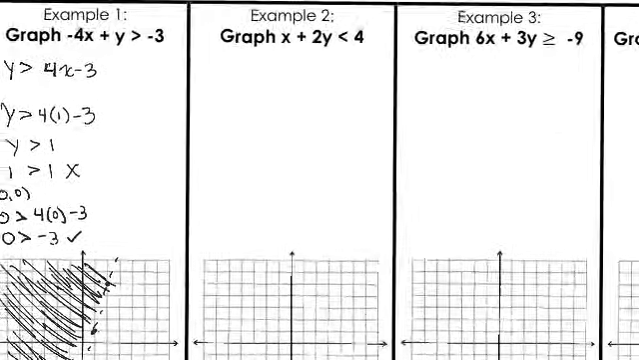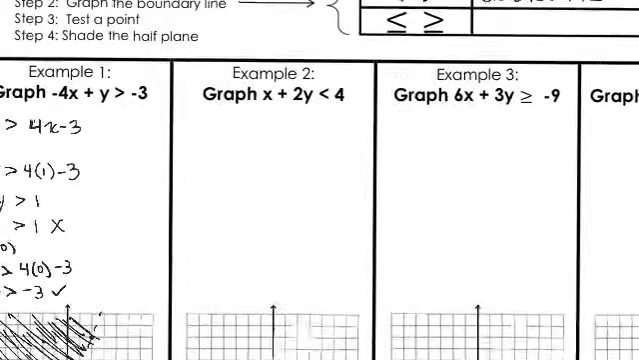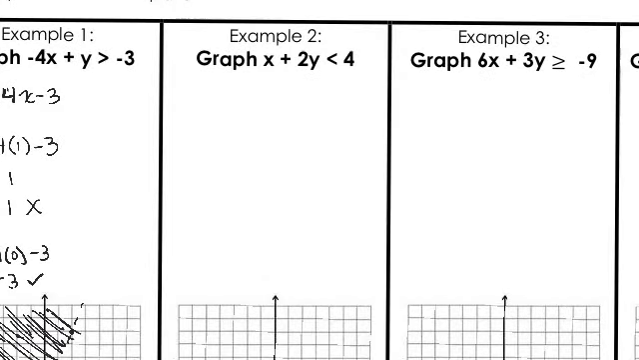All right, let's try the next one. First step, put it into slope-intercept form. So I'm going to subtract x from both sides. So now I have 2y is less than 4 minus x. I'm going to divide the whole thing through by 2 to get y is less than 2 minus 1/2 x.